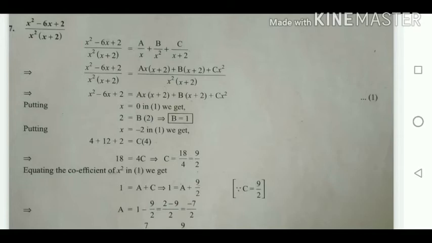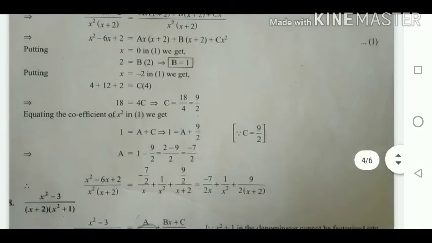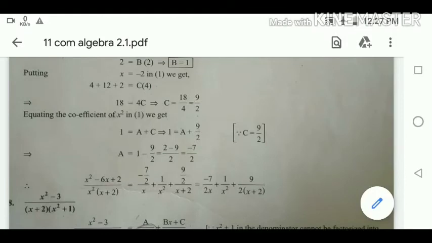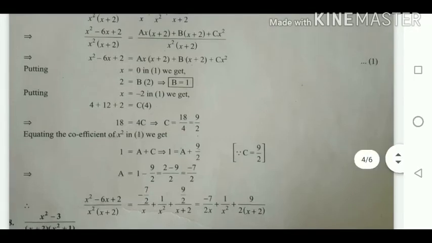Therefore the question becomes (x² − 6x + 2) divided by x²(x + 2) equal to a/x + b/x² + c/(x + 2). Now we have to multiply by these three factors on both sides, that is x into x², x + 2 is multiplied on both sides. We are getting x² − 6x + 2 equal to ax(x + 2) + b(x + 2) + cx².